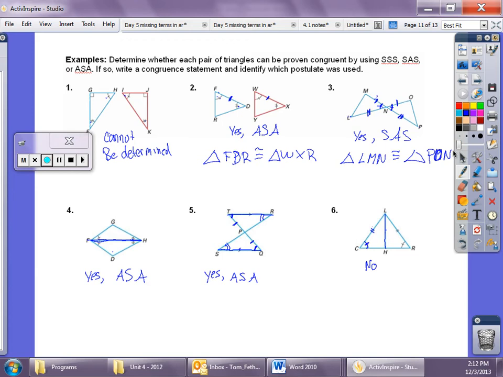Number 4, we can say that triangle FGH is congruent to triangle, well, F is congruent to itself, D is congruent to G, H is congruent to itself. Triangle TRP is congruent to triangle, now T is congruent to angle Q, R is congruent to angle S, and then P is congruent to itself. And number 6, we do not have a congruency statement.